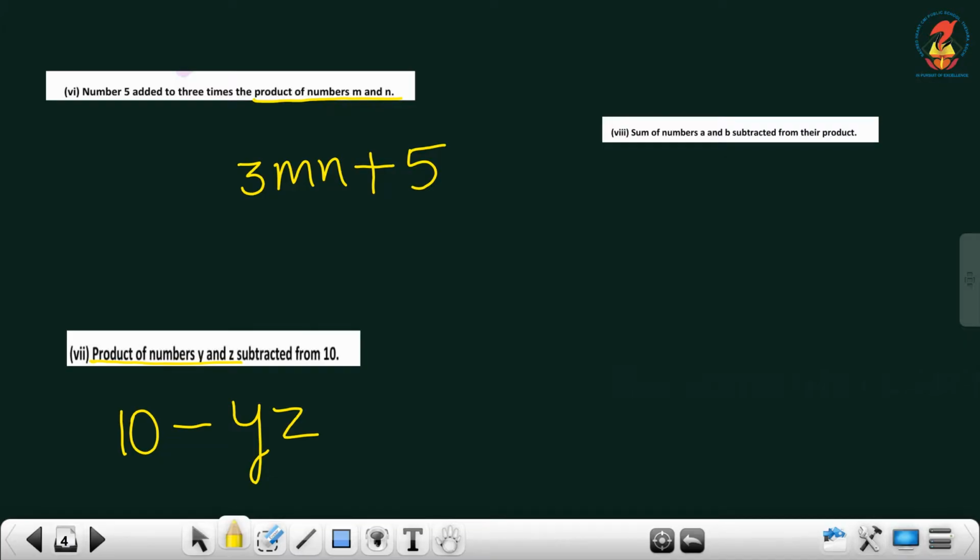Sum of the numbers A and B. Sum of the numbers A and B means what? A plus B. If more than one term is there, you use one bracket. Sum of the numbers A and B subtracted from their product. What is the product of A and B? Product of A and B is AB. So A plus B is subtracted from AB.